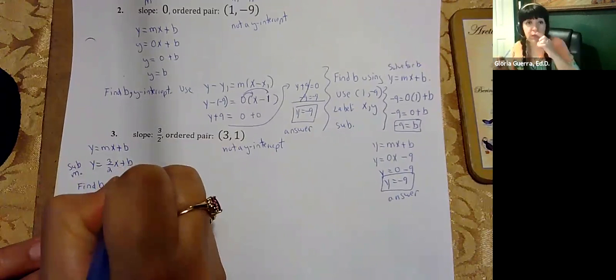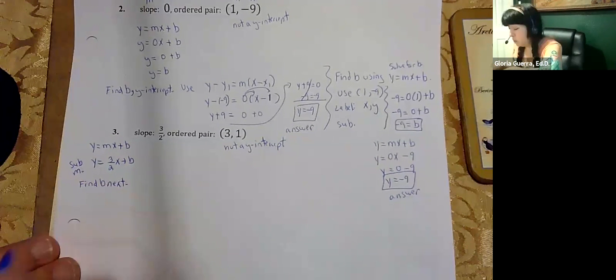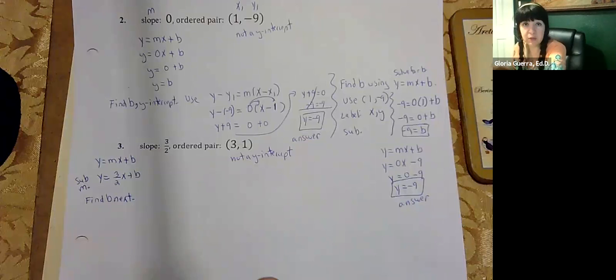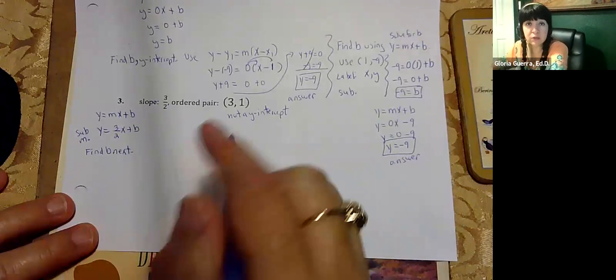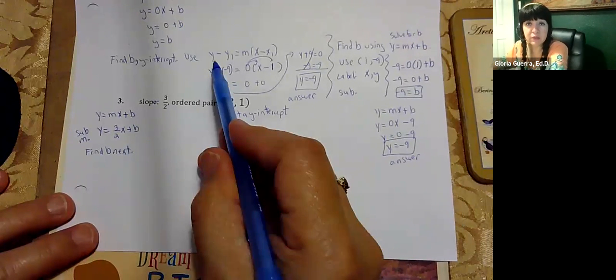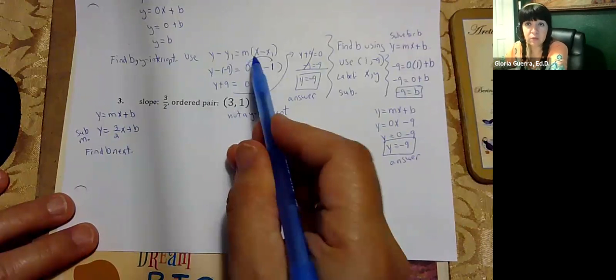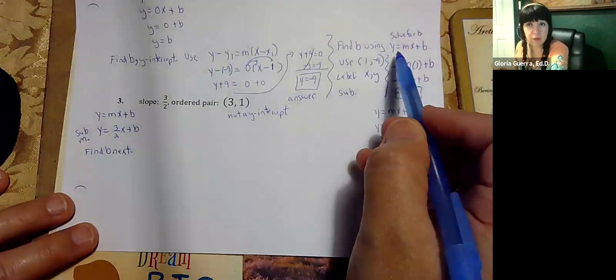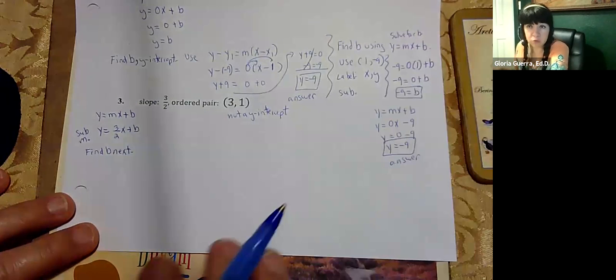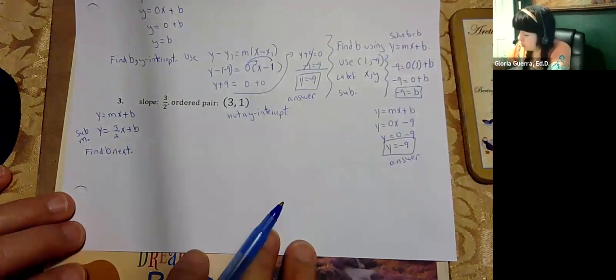And remember, I gave you 2 ways to find b. Okay, so let me show you the first method is using this formula. The second method is using this formula. So you probably have a favorite. I don't mind which one you use, but you should show your work. So I'm going to show you the first one.